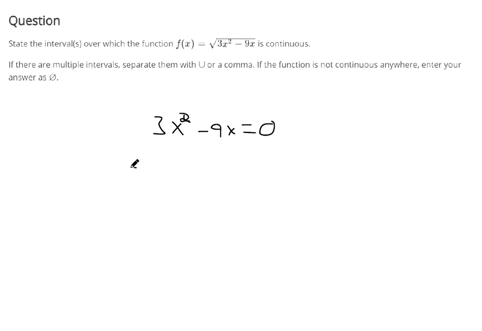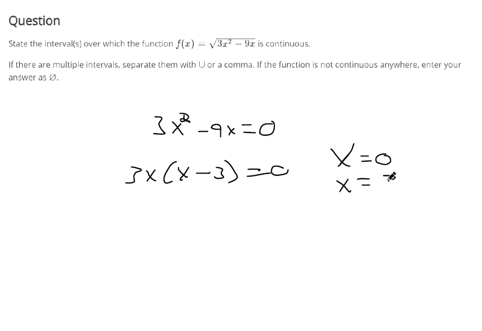And if you solve this, it's factorable. We get x equals 0 and x equals 3. So we want to check those points using a number line. Here we can plot x equals 0 and x equals 3.